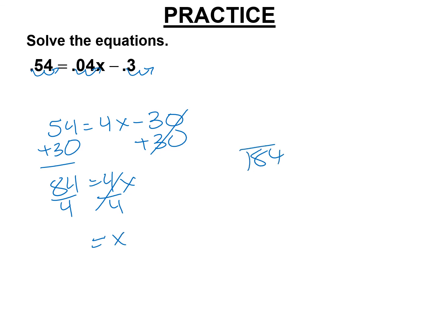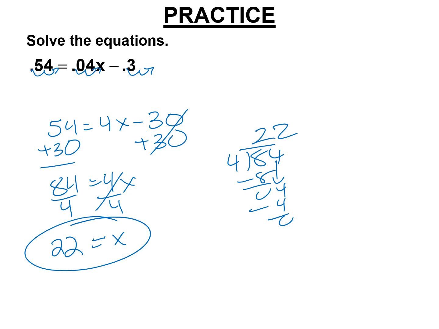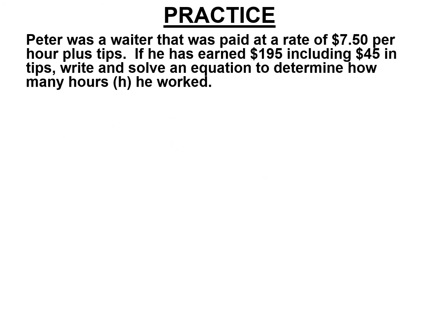4 goes into 84, or 4 goes into 8 twice. 4 goes into 4 twice. And we're done. And 22 equals x. And if you take a calculator and put 22 and do 0.04, or 4 hundredths times 22, then subtract 0.3, 3 tenths, you will get 54 hundredths, 0.54. That is the only solution to that equation, the only number that makes it true.